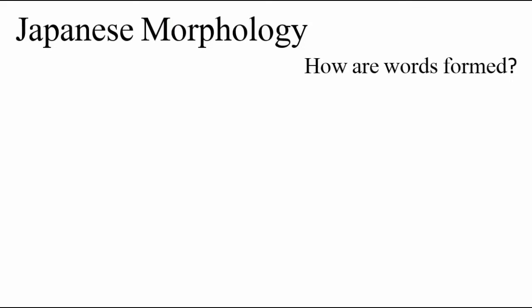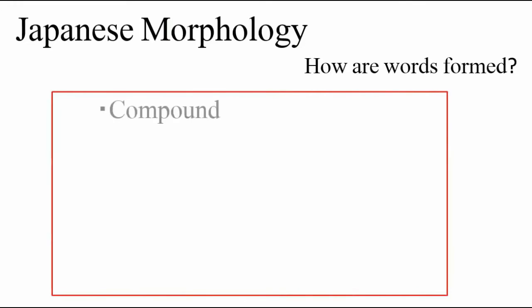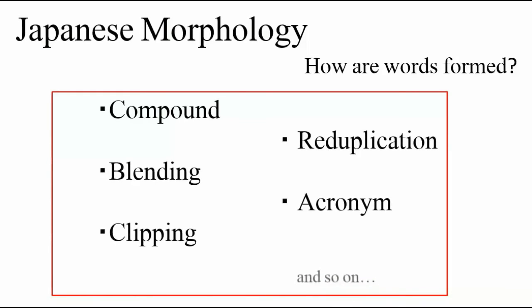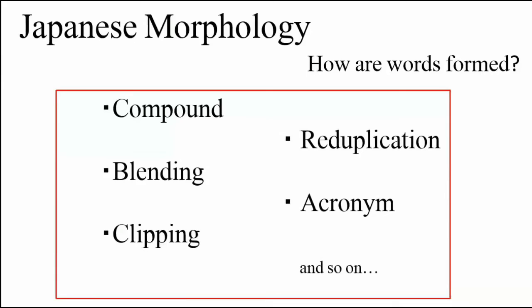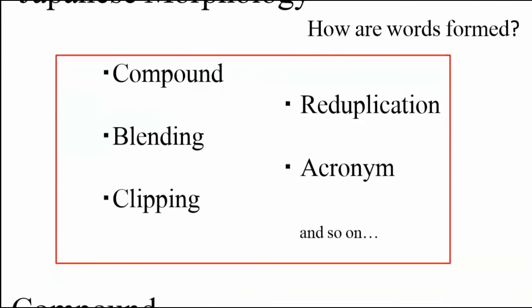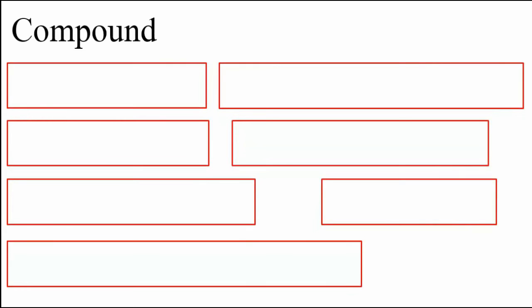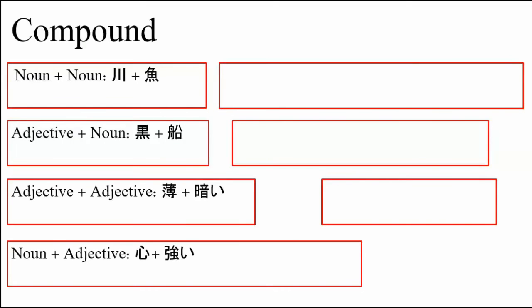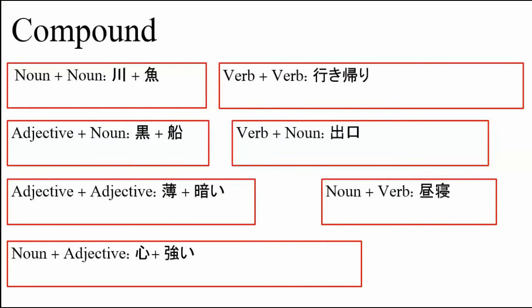How exactly are words formed? There are several different ways, such as compound, reduplication, blending, acronym, clipping, and so on. Let's take a look at compound first. In Japanese, a compound may be any combination of free words, combining forms, and affixes. Here are some examples: noun plus noun, adjective plus noun, adjective plus adjective, noun plus adjective, verb plus verb, verb plus noun, and noun plus verb.